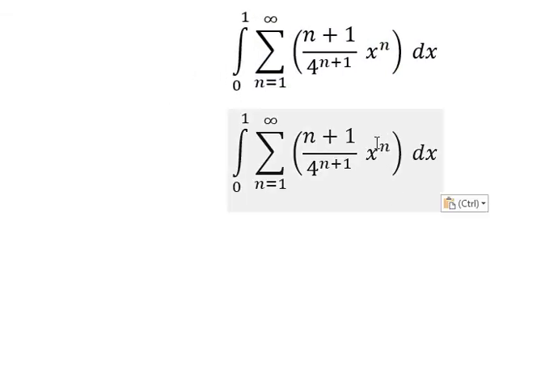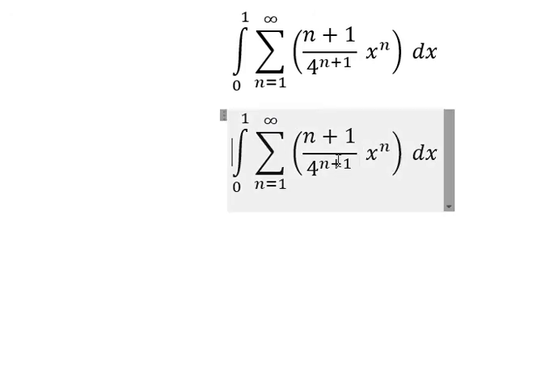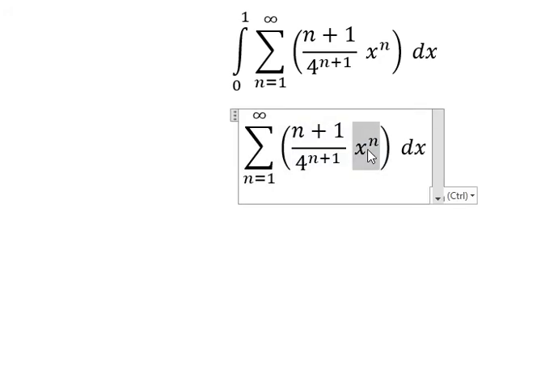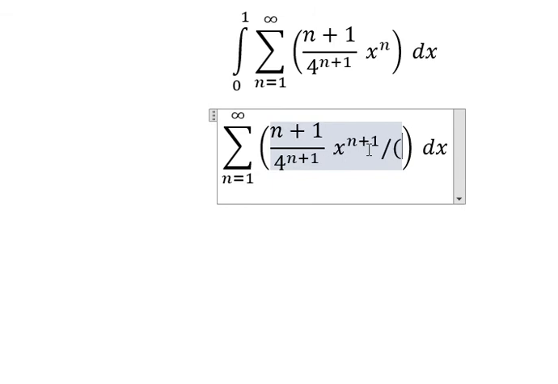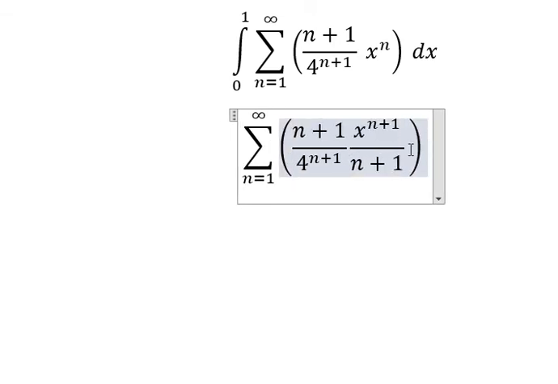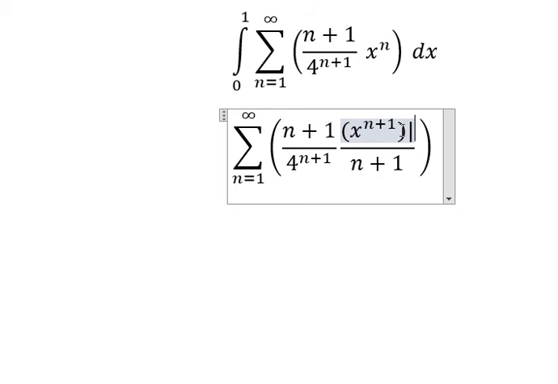If we do this integration, we can concentrate on s to the power of n in here. The integration of s to the power of n, we will have s to the power of n plus 1 over n plus 1, and then we can put the bounds here, from 0 to 1.